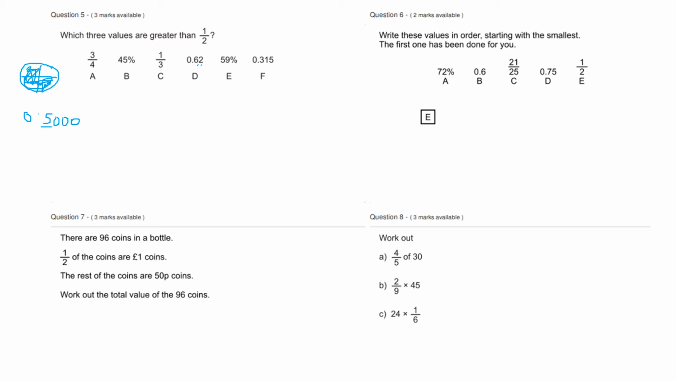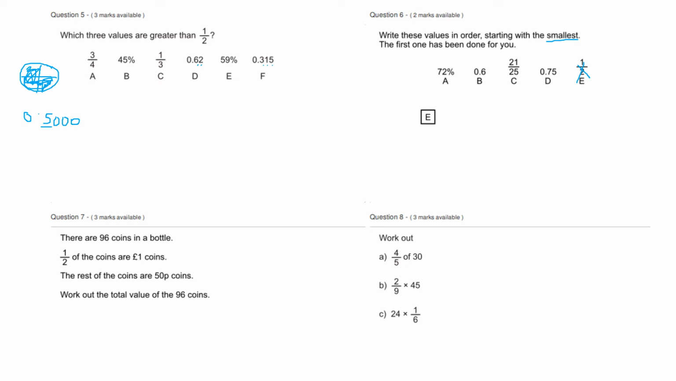For question 6, we want these to go in order starting with the smallest. First one's been done, so we've got a half, that's the first one. And it's very similar to question 5, you're comparing these to a half and putting them into order. If you can't tell, then try and get them into the same format so you can compare them.